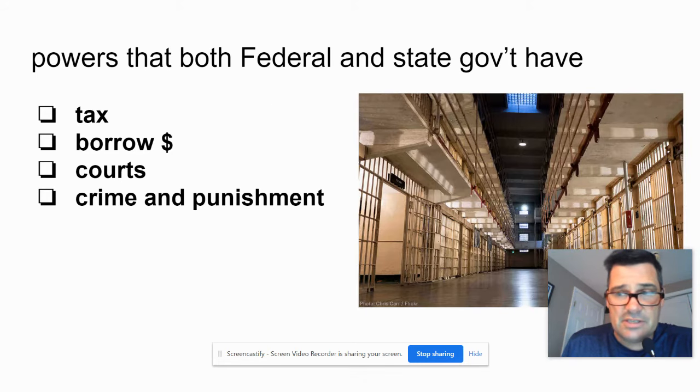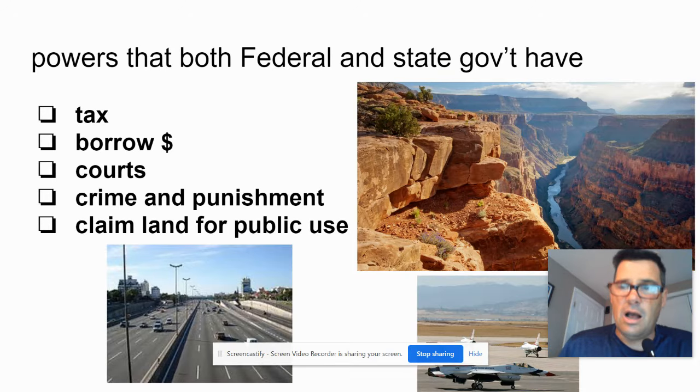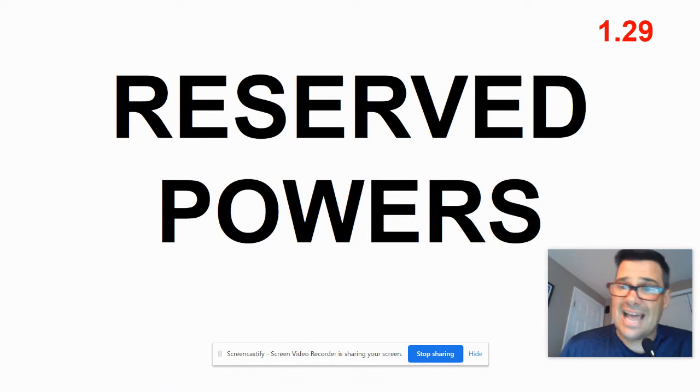Tax, borrow money, courts. Crime and punishment. There are federal prisons. There are state prisons. Obviously, if the states and the federal government can run courts, then they can do crime and they can do punishment, which of course they do. Both states and the federal government can claim land for public use. And the big reason for that is roads, parks. Those are big ones. Those are concurrent powers.